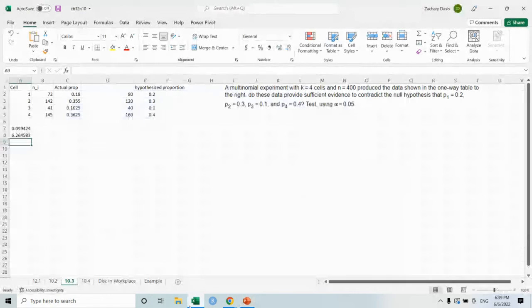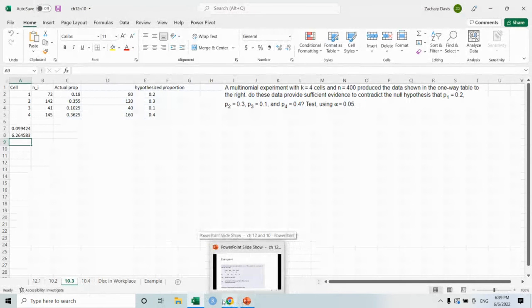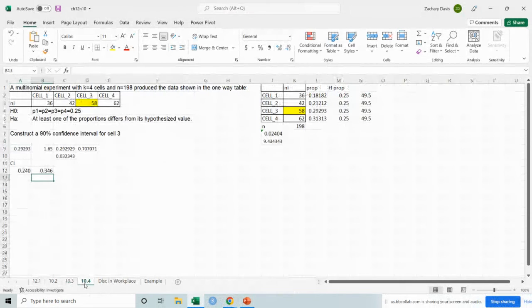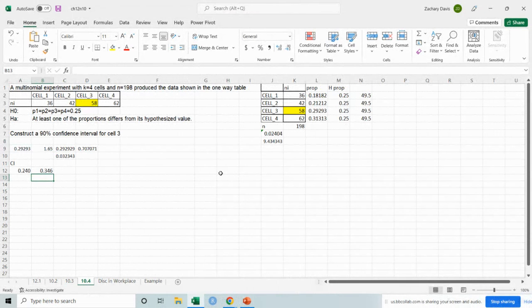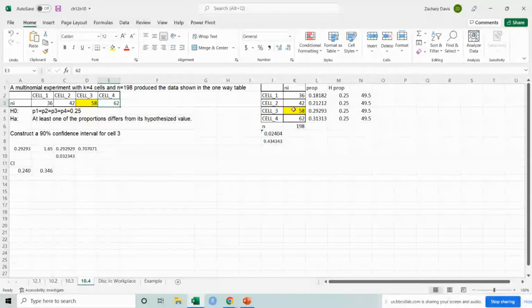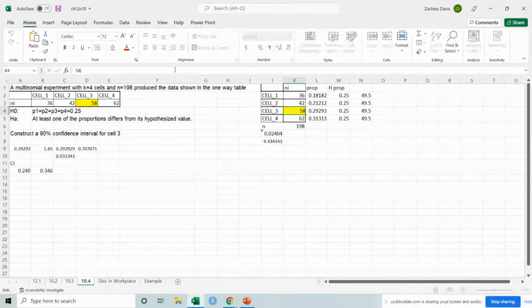So let's look at our experiment. Which one is that? It's 4, right? Okay. So 10.4. So this calculator for, so we have the values that we were given, our null hypothesis, and we're told we need to construct a 90% confidence interval. So all I did was, well, for cell 3.